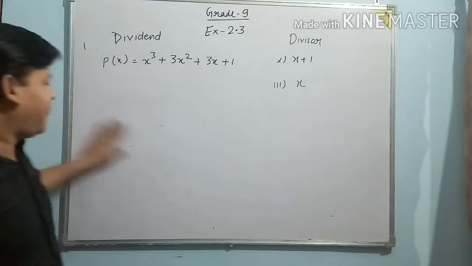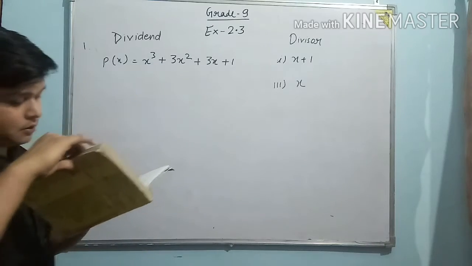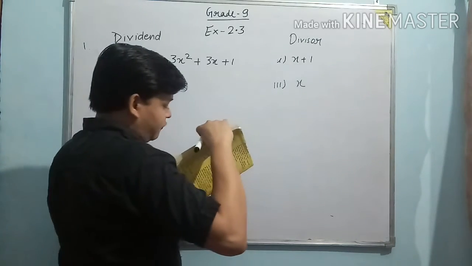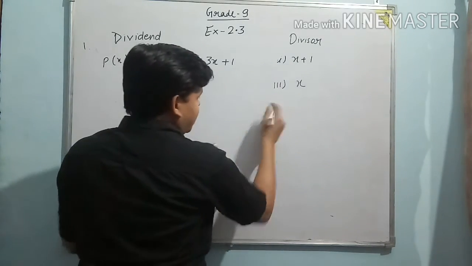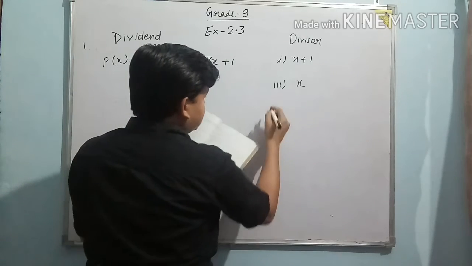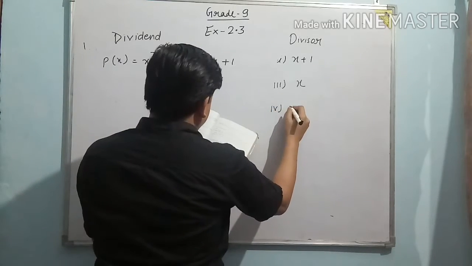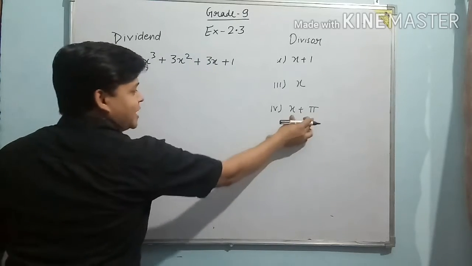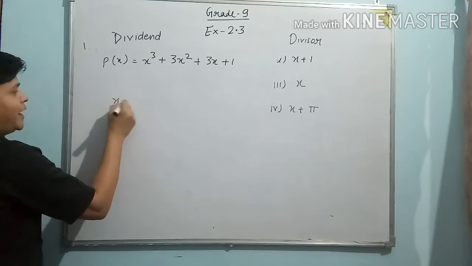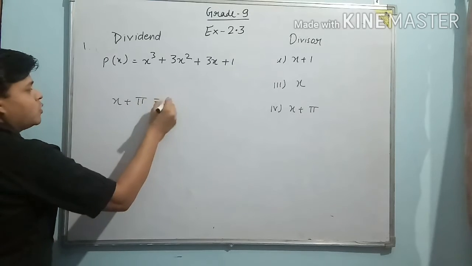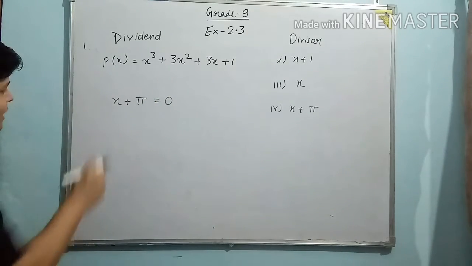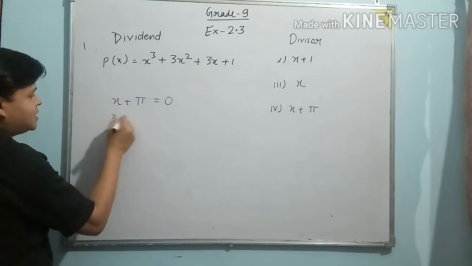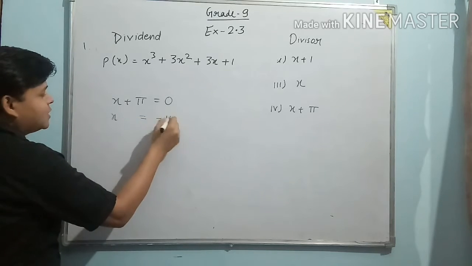Similarly, you can do the fourth part. I am just explaining how you will do this. For the fourth part, this one is x plus pi. So for this divisor, once again let's put this equal to 0. So x plus pi equals 0. Now get the value of x from here. So x equals minus pi.